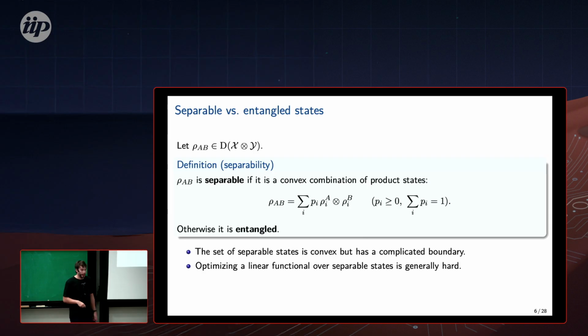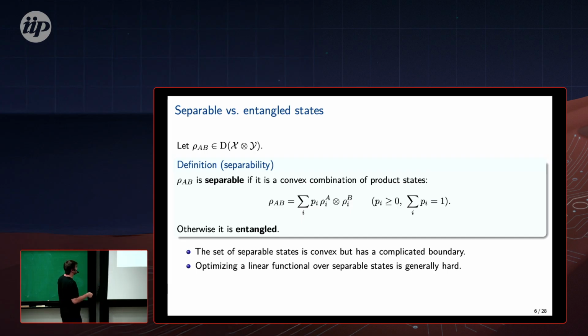Okay, and determining whether a state is separable or not is hard, because I mean, okay, if I give you such a decomposition, it's of course easy, but actually characterizing this set is a very nasty problem. And therefore, even though it's a convex set, clearly if I look at a convex combination of two separable states, then you again have a separable state.